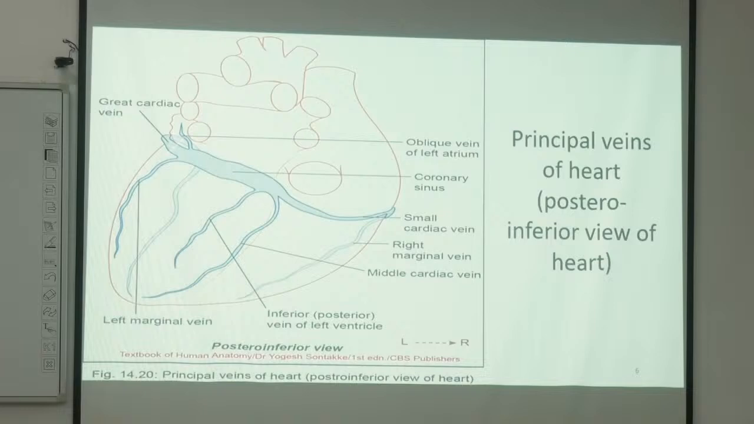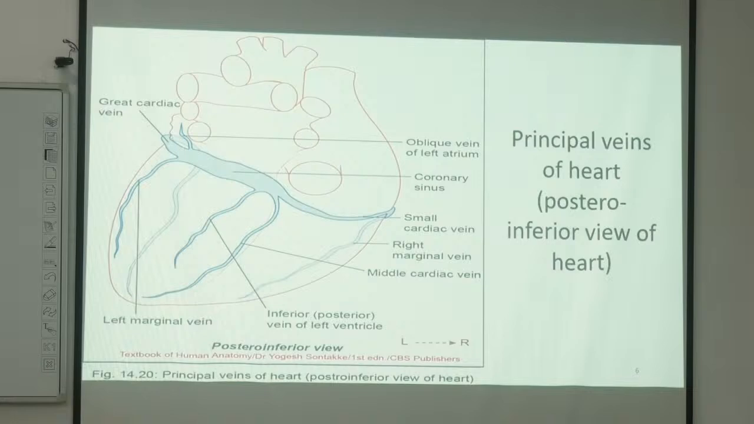Okay, and see, these veins are draining into the coronary sinus. This is the inferior or posterior vein of the left ventricle. On this side, the left ventricle is lying, and this vein drains the wall of the left ventricle. This is the middle cardiac vein. The middle cardiac vein lies in the posterior interventricular groove, and it is a tributary of this coronary sinus. And this is the small cardiac vein. The small cardiac vein is on the right part of the posterior interventricular groove. It is also a tributary of the coronary sinus.